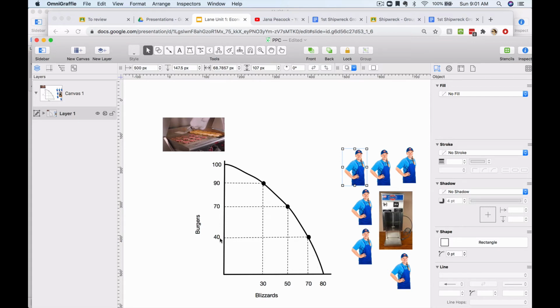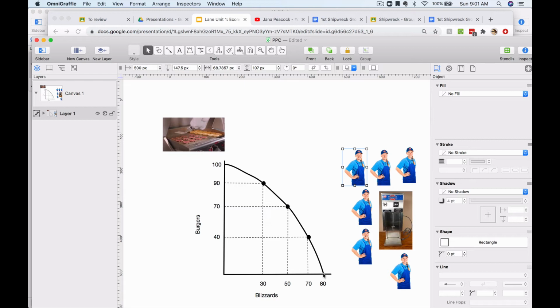As I move these last workers, I give up a lot of burgers because even one employee on the grill can make a lot of burgers, and I only gain just a little bit of blizzards. So my last employee, assuming this point represents them, would give up 40 burgers on the grill and would only gain 10 blizzards. So this is the point where with all 6 employees, I can make 80 blizzards max. So I'll put a little point here.